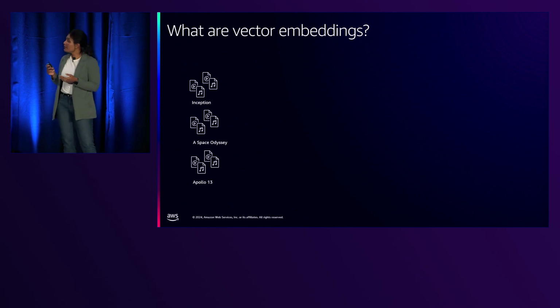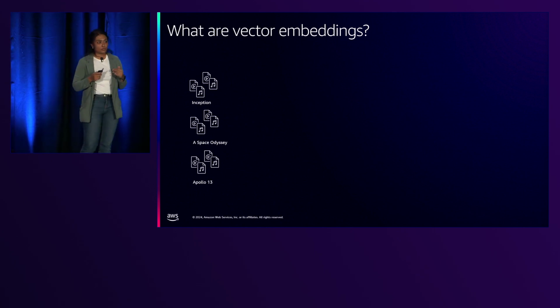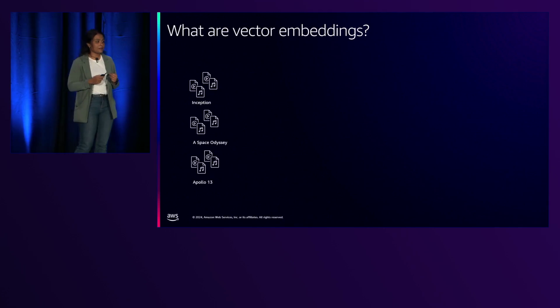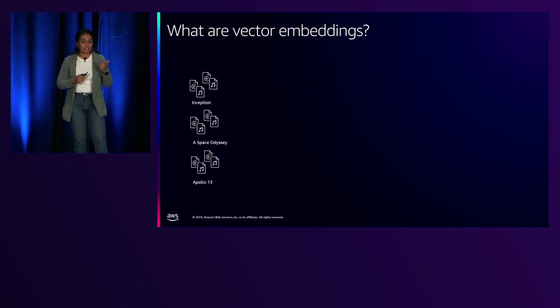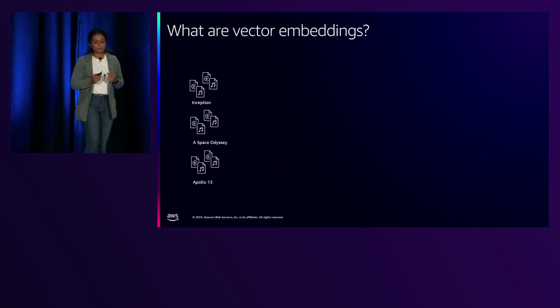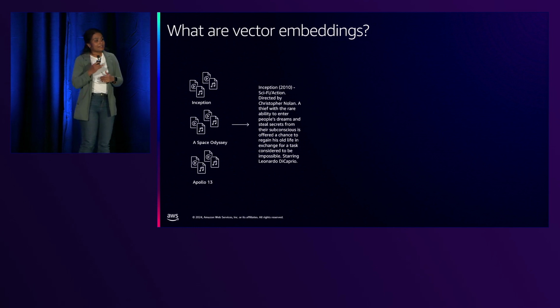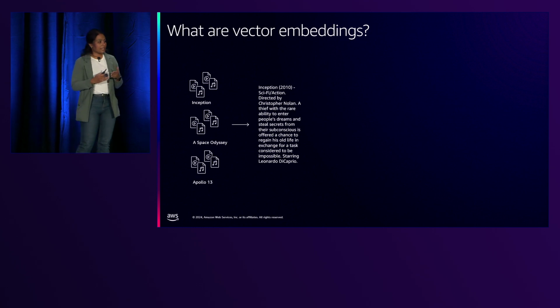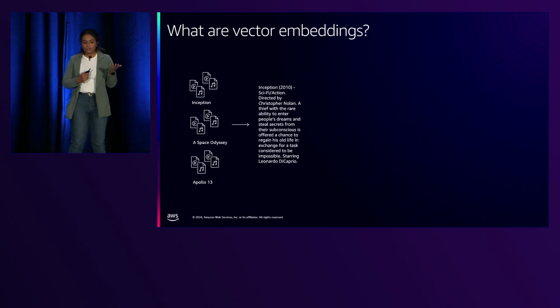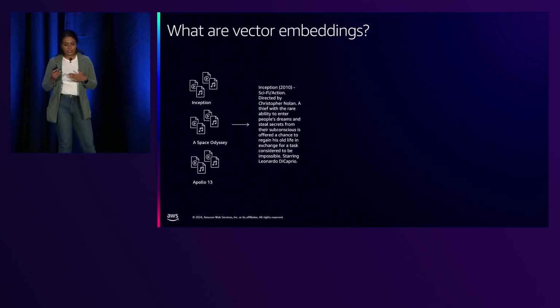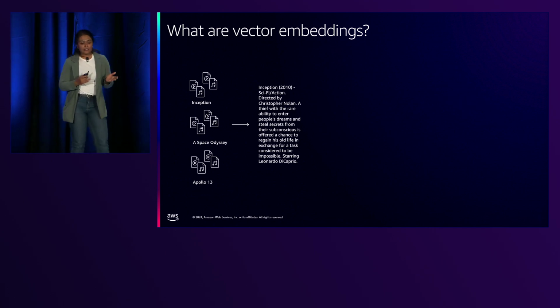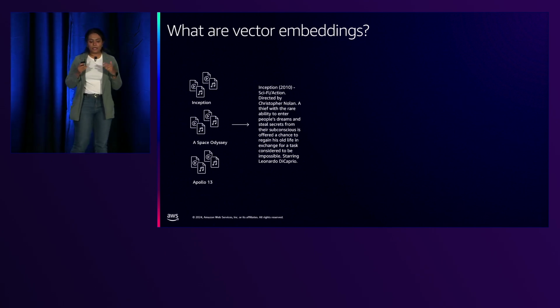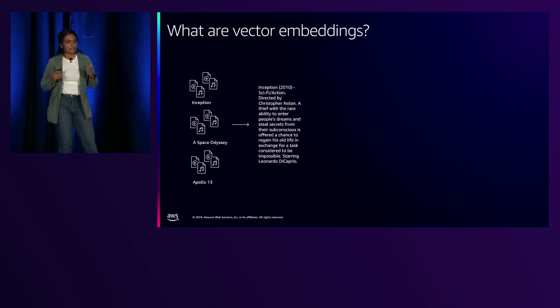So here we have a database of movies. We've pulled up 3 examples of space-related movies: Inception, Space Odyssey, and Apollo 13. Now we're going to annotate each movie with several different things like title, release year, genre, director, and a brief summary. So for Inception, we have Inception released in 2010, sci-fi action, directed by Christopher Nolan, a thief with the rare ability to enter people's dreams and steal secrets, and so on.